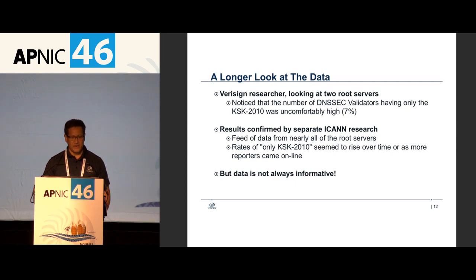The VeriSign researchers looking at two root servers noticed that the number of DNSSEC validators having only KSK 2010 was uncomfortably high, around the 7% mark. And this was also confirmed through a separate ICANN research. They had data feeds from nearly all the root servers, and the rates of only KSK 2010 seemed to rise over time as more reporters came online.